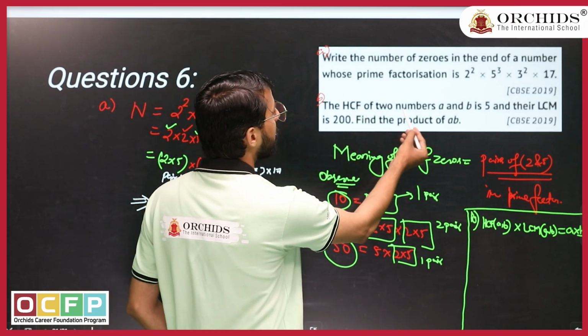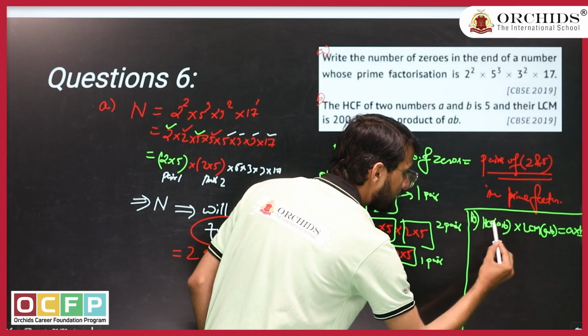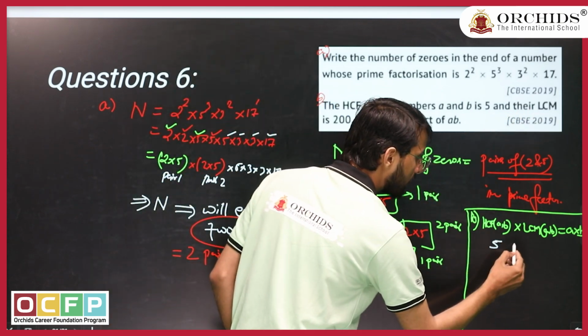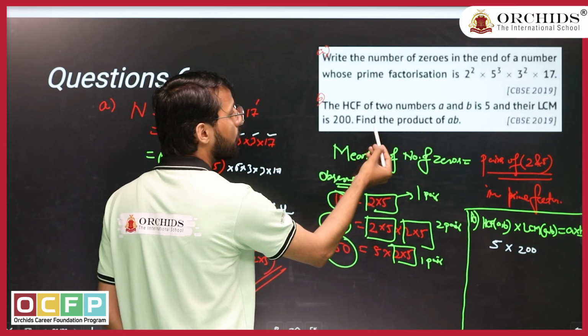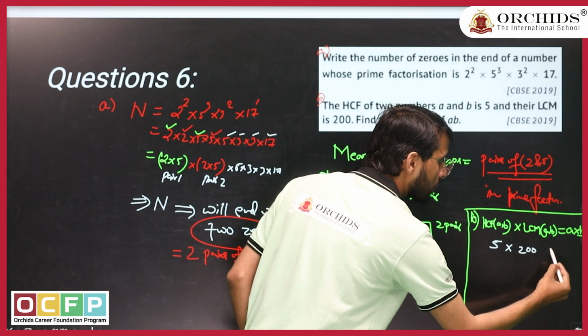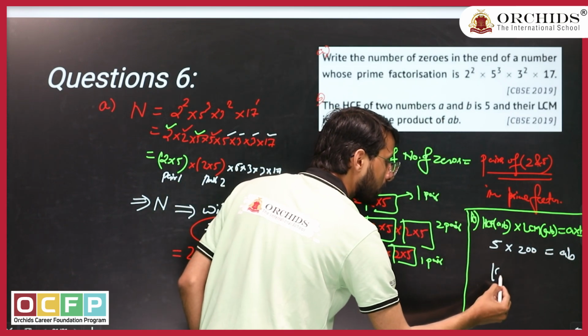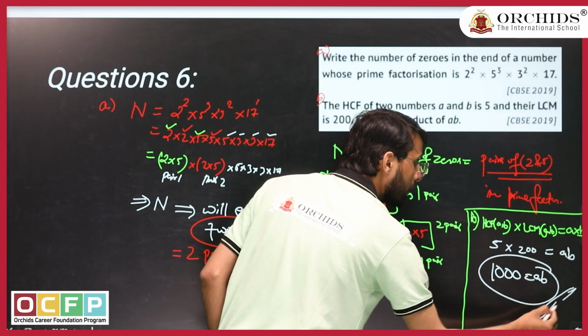What they have given, we will go accordingly. They have given HCF of two numbers A and B is 5. So in place of HCF, I can write 5. And their LCM is 200. So in place of LCM, I can write 200. They are asking for the product AB. So just multiply 200 into 5, which is nothing but 1000. So we got the product.